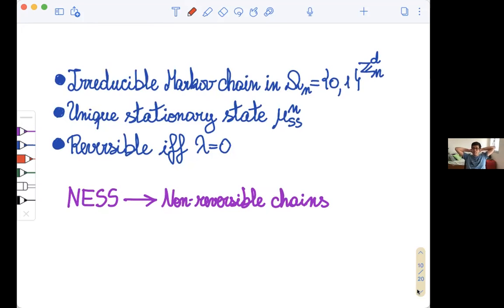So the point is that in the way I just defined things, we obtain an irreducible Markov chain in omega n, which is this state space here. Notice that this state space here is huge. It's enormous, no? So it has size 2 to the n to the d.